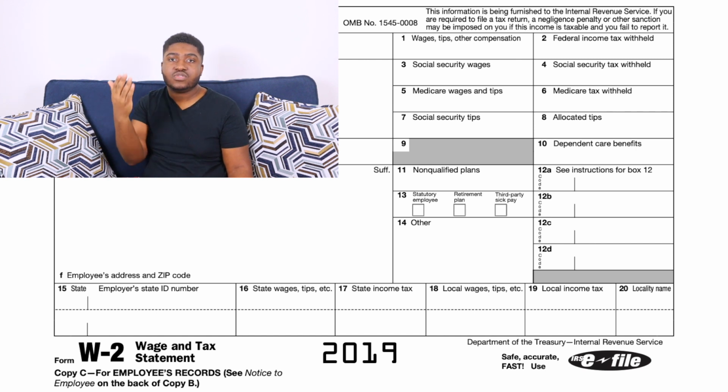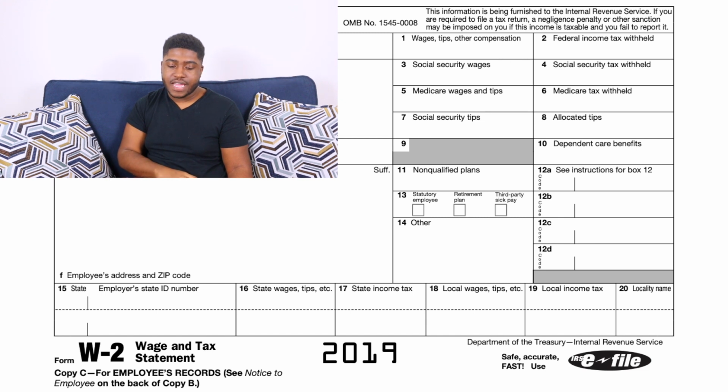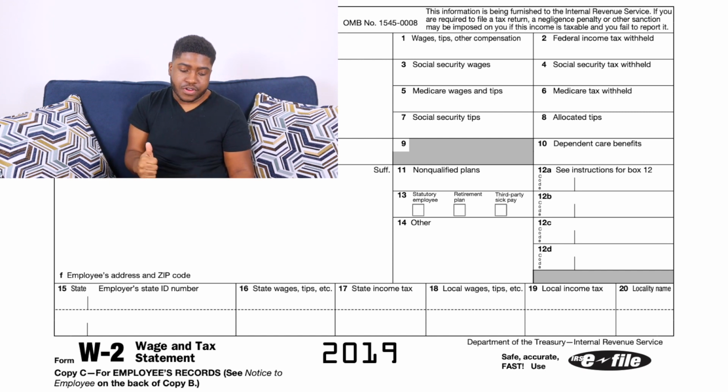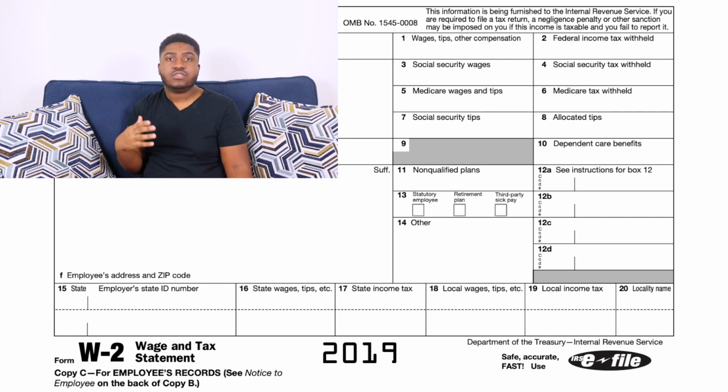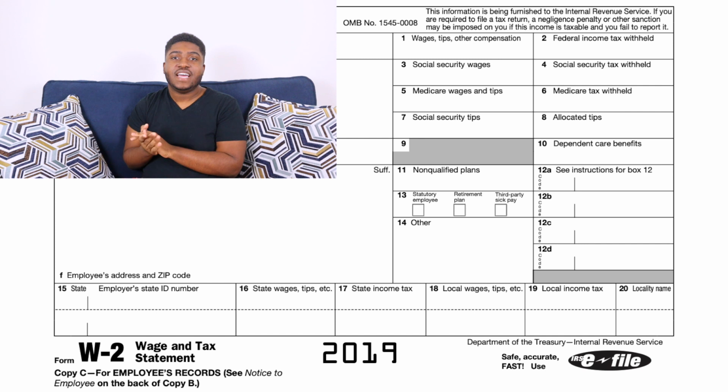Because like we mentioned, box 1 can be reduced by those items that were listed before. Box 8, allocated tips. Allocated tips are the amount your employer reports as part of your income. Allocated tips are based on a percentage of your food and drink transactions. Not all employers are required to denote allocated tips on a W-2. So when I think of allocated tips, I believe that these are probably employees that work in a restaurant type of environment.